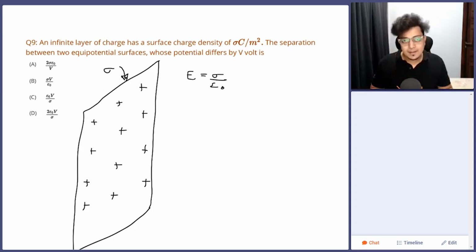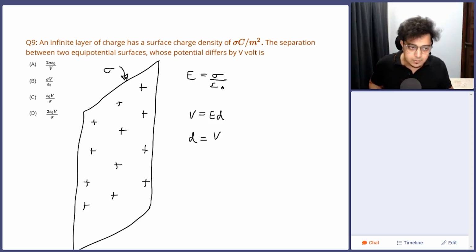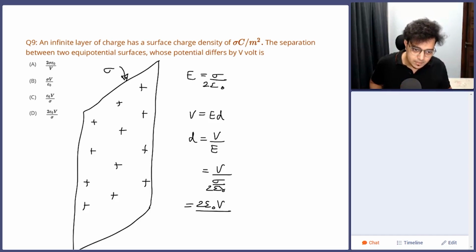The electric field is uniform. And students, whenever the electric field is uniform, we can use V is equal to E into D. Okay, where E is the electric field, D is the distance between two points, and V is the potential difference. Now we are interested in the separation between the two surfaces. D is what we need to find out. So D will be equal to V by E. Now put the E value. V is the potential difference, E is sigma upon 2 epsilon naught, isn't it? Yes, sigma upon 2 epsilon naught. So upon simplification, this 2 will move up. So 2 epsilon naught V upon sigma, that is equal to D.